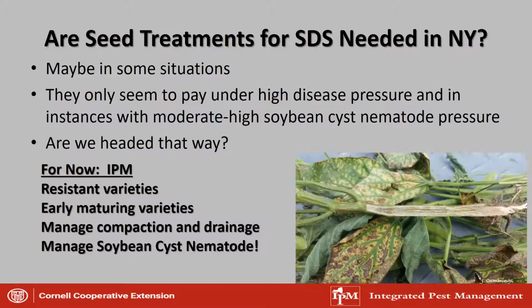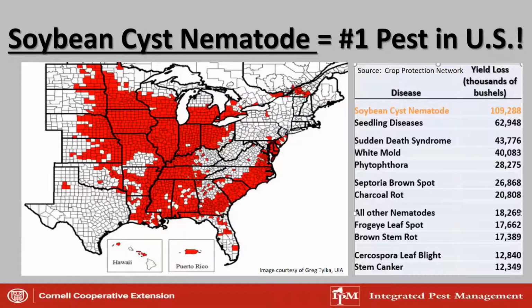But for now, let's look at an IPM strategy where we try to select and plant resistant varieties, or if we can't find resistance, at least early maturing varieties. Manage your compaction and your drainage, and keep an eye out for soybean cyst nematode, which is what I would like to talk about with you next.